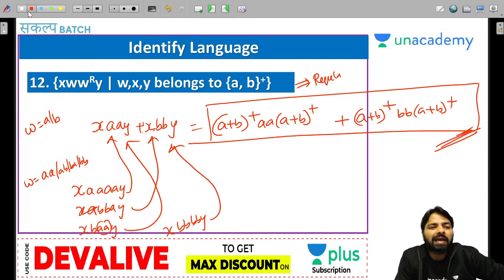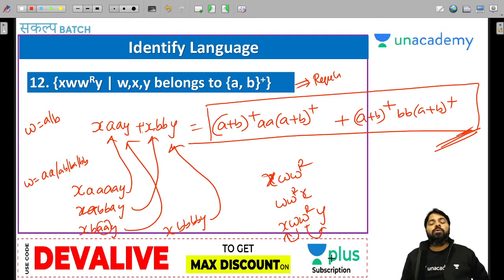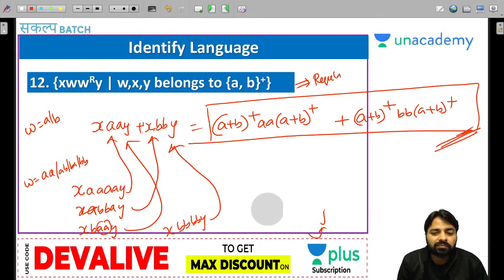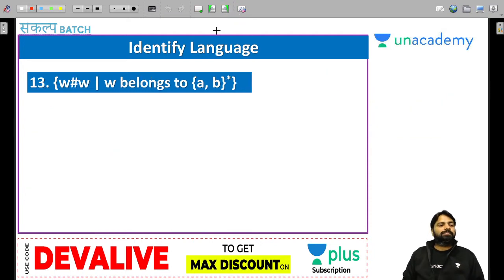So what is the problem with this language, guys? Here XW power R was not regular, W power RX was not regular. But when you write two variables, then this W depends on X and the reverse of the W depends on Y, so you can frame a regular expression for that. Only by practicing can you answer such questions. In the exam, if such questions come directly and you don't have the intuition to proceed, you might say it is not regular. That's wrong. Yes, next one.